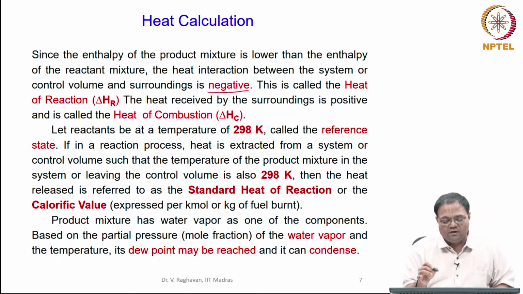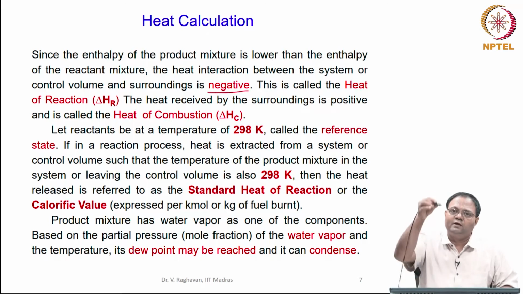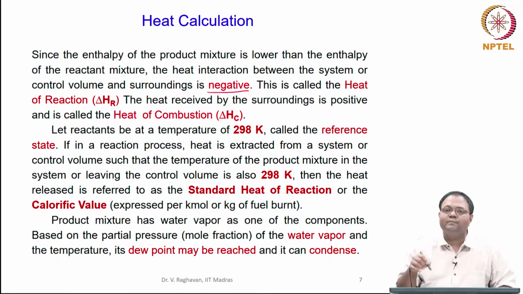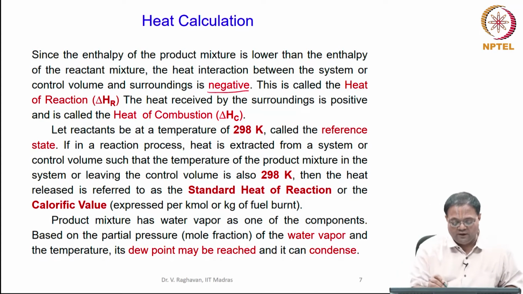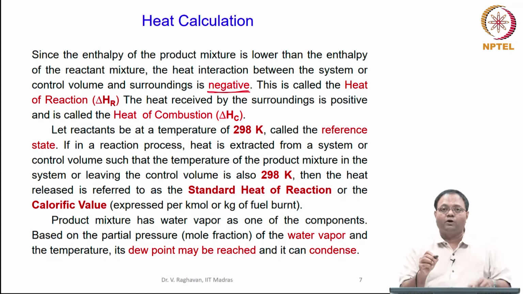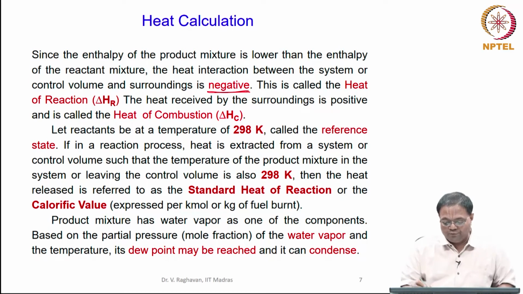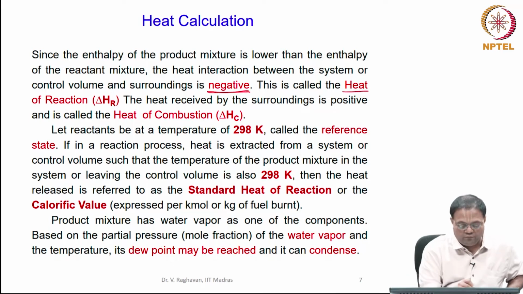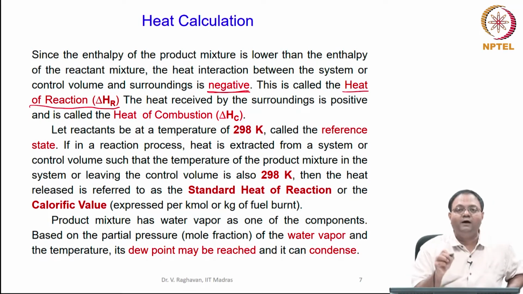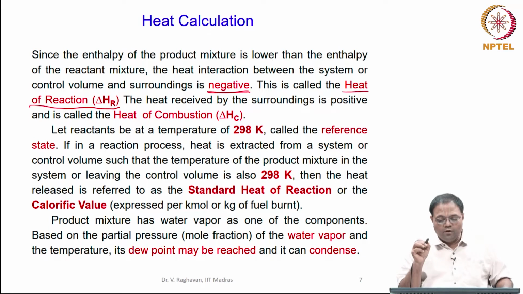So it's called the heat engine convention. For the heat engine, the heat given to the heat engine is positive and heat rejected by the heat engine is negative. The difference between these two is the work. By the heat engine convention, the heat interaction in a system or control volume is actually negative because the heat is rejected by this reactor to the surroundings. So this change is called heat of reaction. We represent that by delta H suffix R. So delta HR is the heat of reaction.